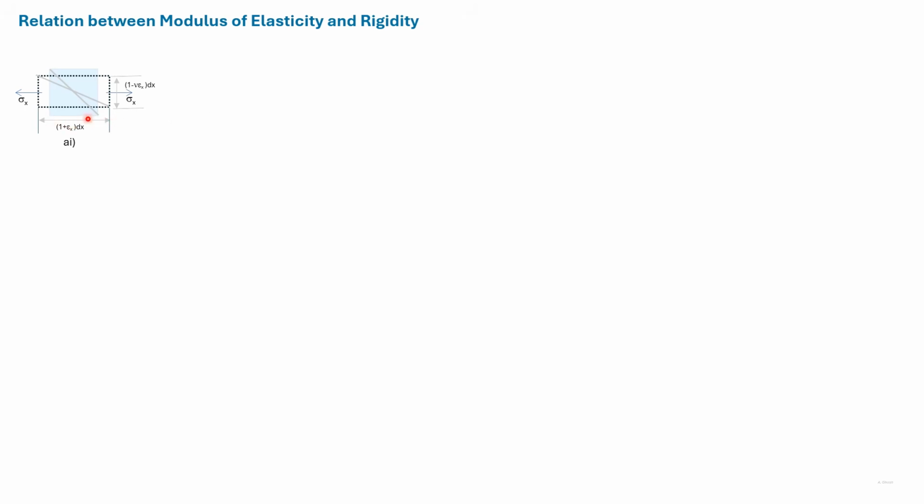Initially, the diagonal of the element makes an angle of 45 degrees with the horizontal. But after the application of the stress, the diagonal makes a different angle, which we can denote as beta. Here in figure C, we have shifted the blue element so that the relation between the angles can be seen directly. So the initial angle was 45 degrees and now the angle is beta.